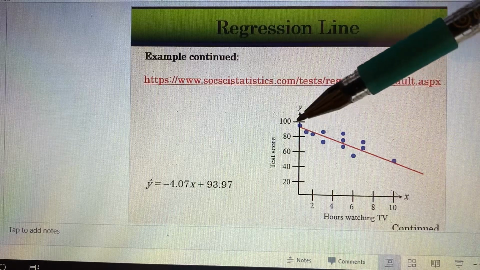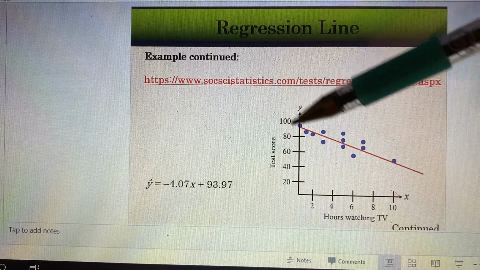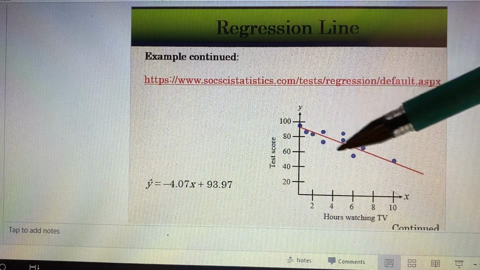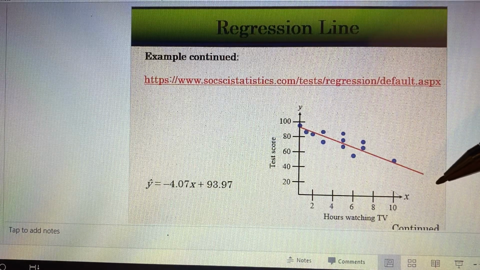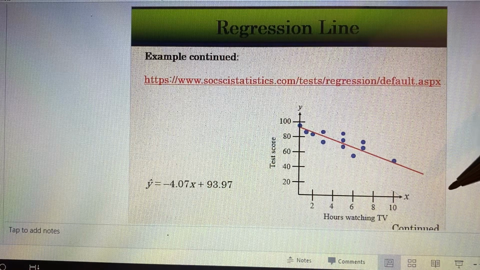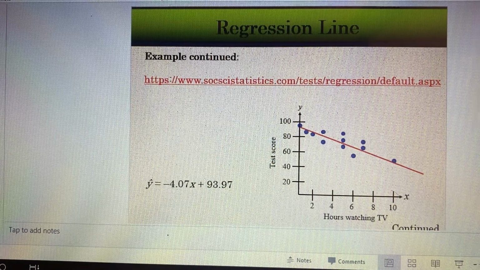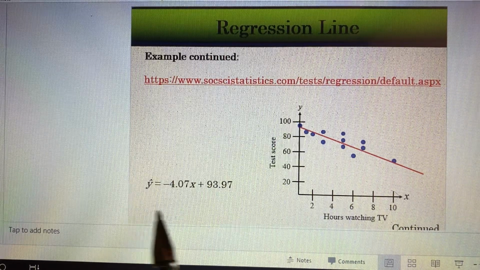If we were to put those 12 points on a graph, this is what it would look like, our scatter plot. And the red line is the line of the regression equation. Okay, so it's the line that goes the best through those points. And here is that equation.